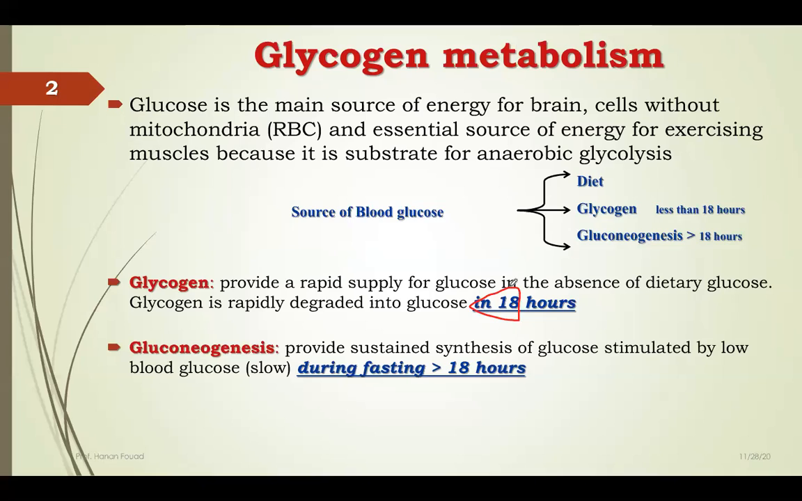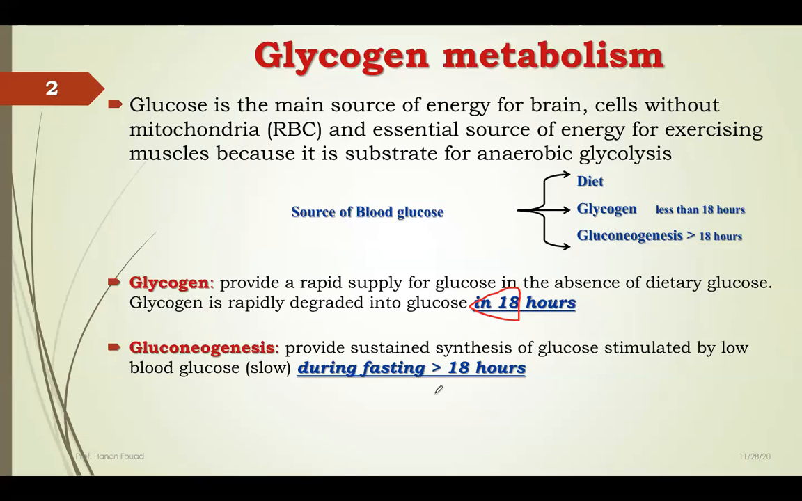Blood glucose comes from glycogen. As you know, glucose is essential for the RBCs because the RBCs do not have mitochondria. The only source of energy for the erythrocyte is glucose, and the brain depends only on glucose. So, glycogen supplies blood glucose during fasting less than 18 hours.